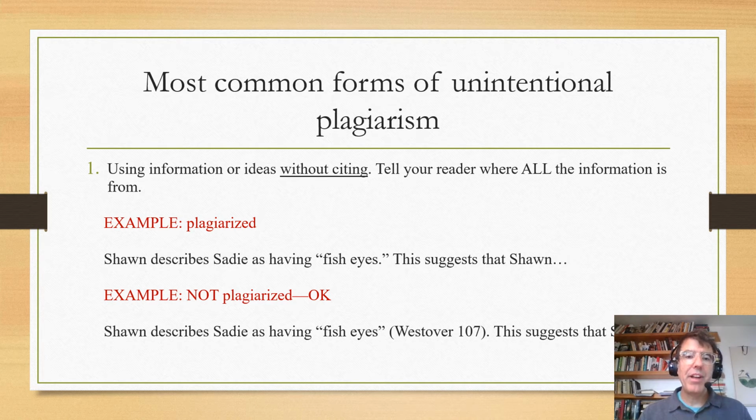So example, not plagiarized. Okay, so this is it fixed. Same thing. Sean describes Sadie as having fish eyes, Westover 107. So this one avoids plagiarism by giving the citation, the author's last name, and the page number in parentheses. Easy.